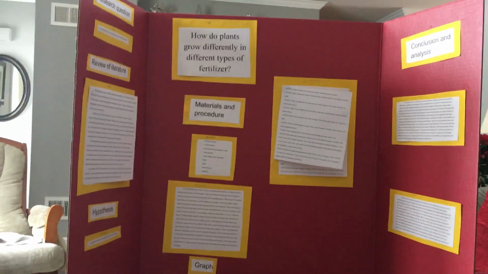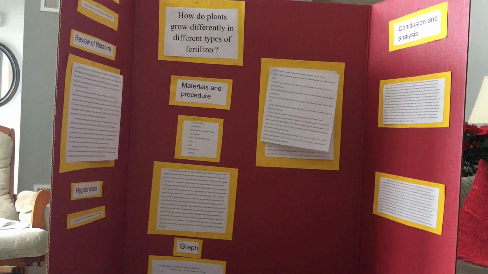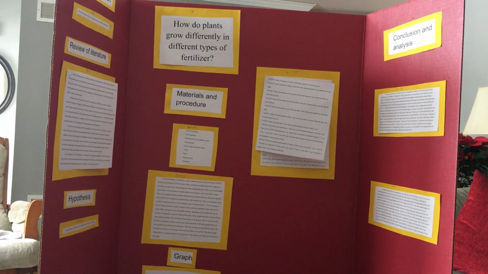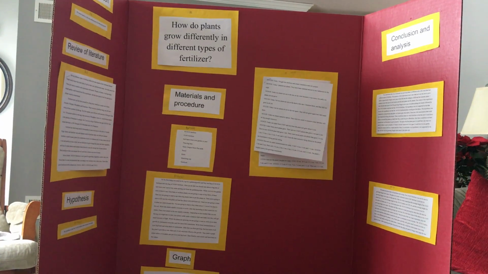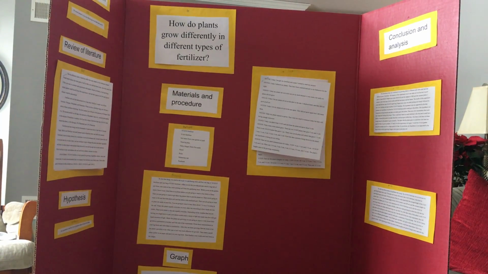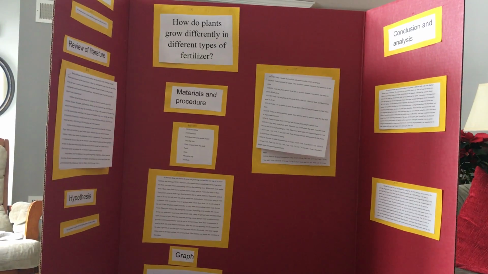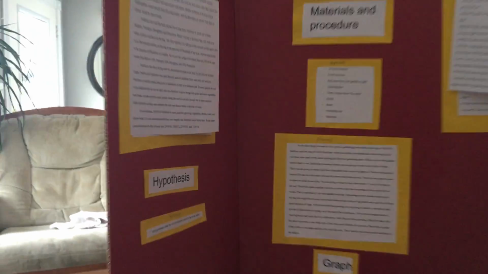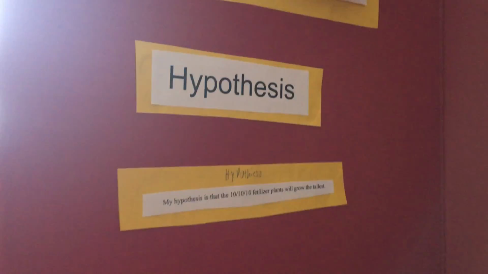The reason I'm doing this experiment is because I want to help people know what soil to buy so they can get the best fruit. Also, I want to see if the expensive soil is worth buying, or if there is a better, cheaper soil. My hypothesis is that the 10-10-10 fertilized plants will grow the tallest.